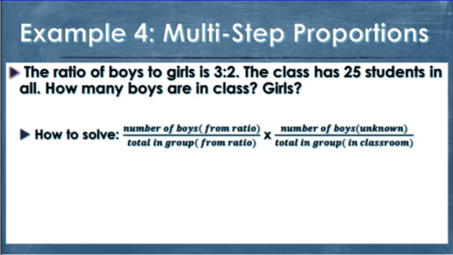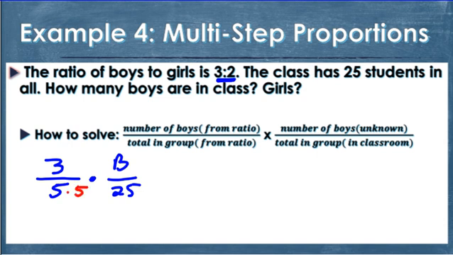So the ratio of boys to girls is 3. And for the total in the group, I take the total here. So 3 plus 2 is 5. So 3 out of the 5 is boys, multiplied by the number of boys. We don't know the number of boys, so I'm going to use B for boys, but there are 25 students total. And I'm going to use the simplified form of this because I know 5 and 25 work.